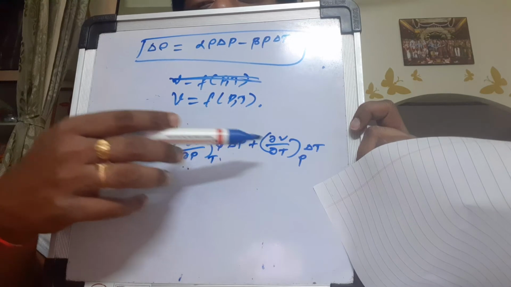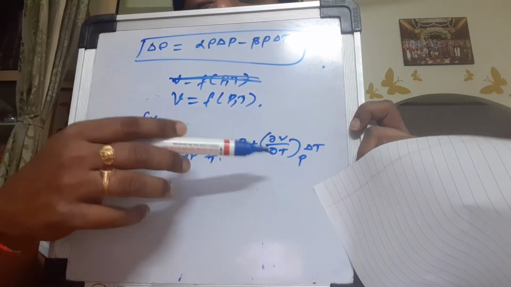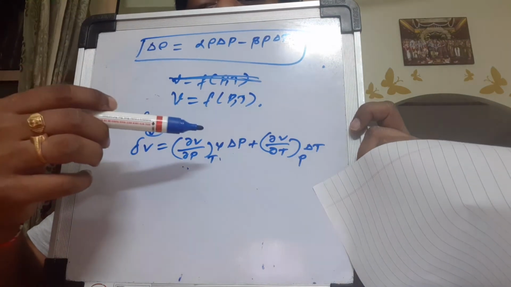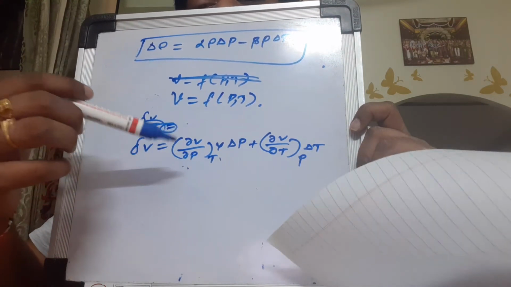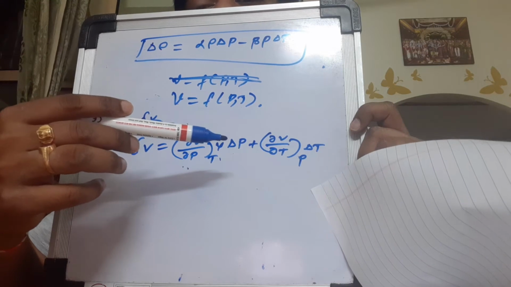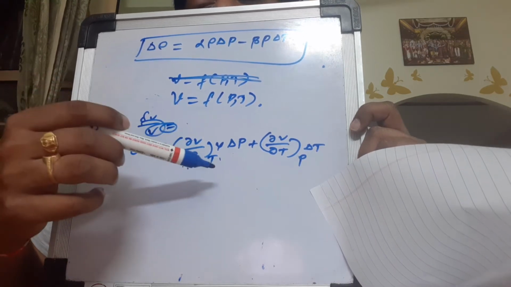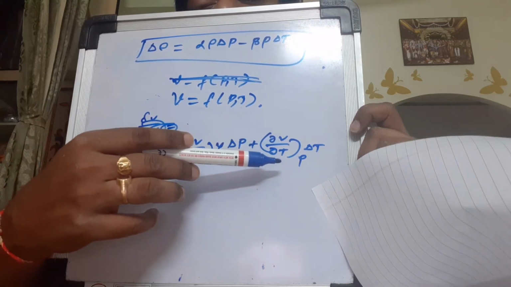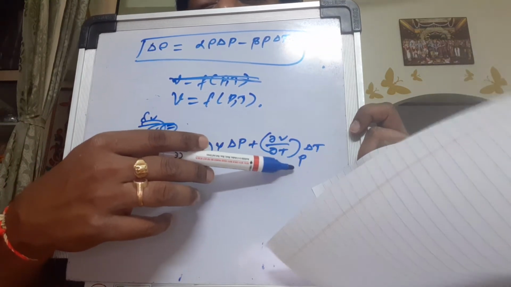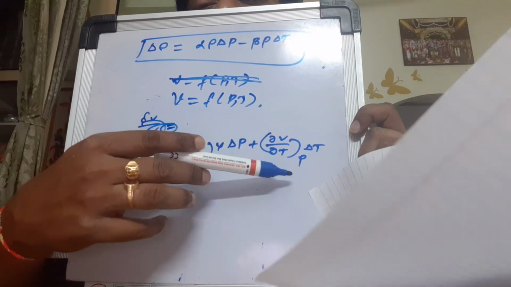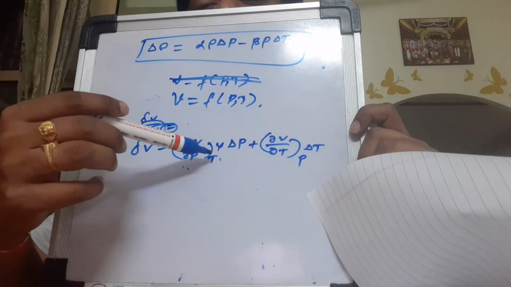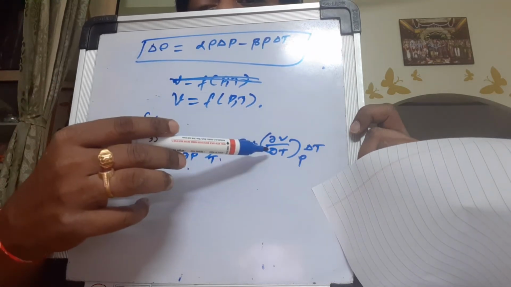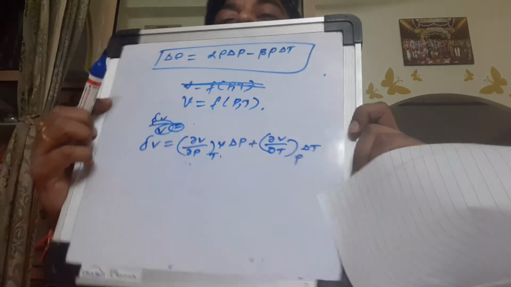So I am taking two variables at a time, because I want to make it a simple differential equation, right? Change in volume by change in pressure into change in pressure gives me the change in volume at constant temperature, plus change in volume by change in temperature into change in temperature gives me the change in volume at constant pressure. So total volume change is equal to change in volume at constant temperature plus change in volume at constant pressure. That's all. This is nothing more than that.